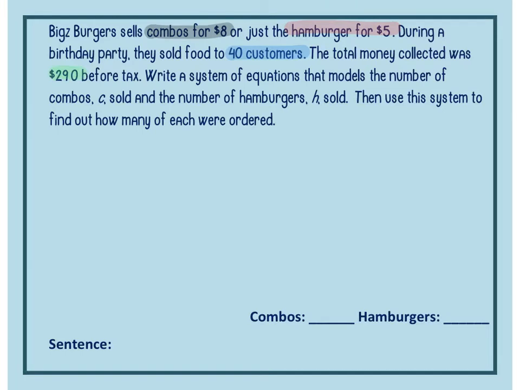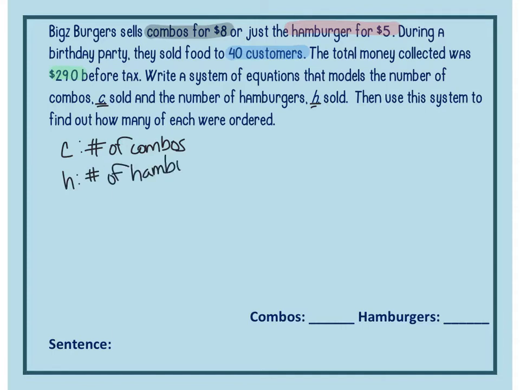So the next step is to define our variables. They did tell us to use C and H. You can normally use whatever variables you want. I tend to use X and Y. But C is going to be the number of combos sold. And H is going to be the number of hamburgers sold.